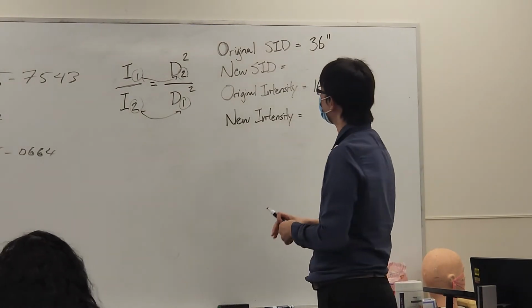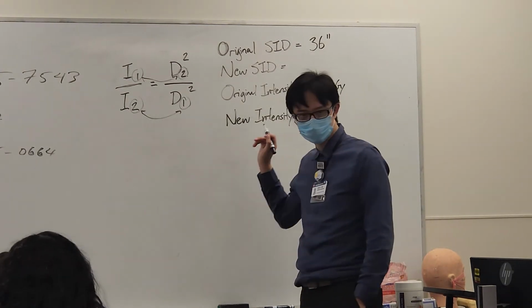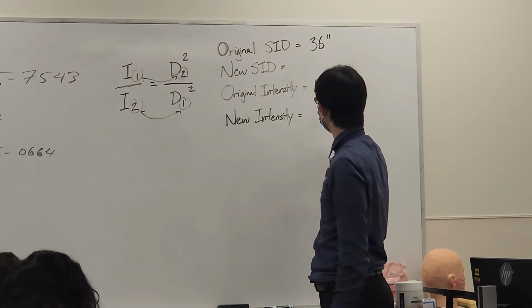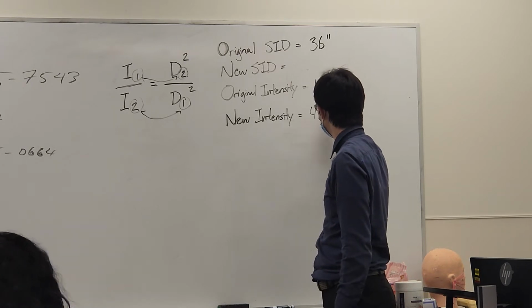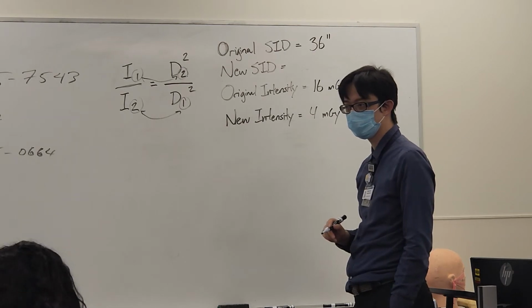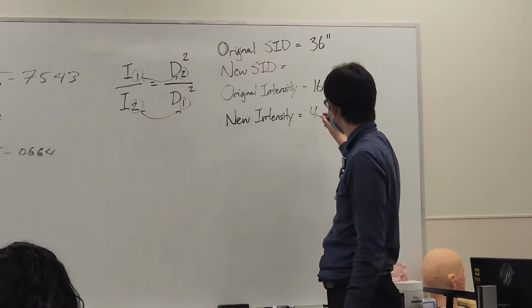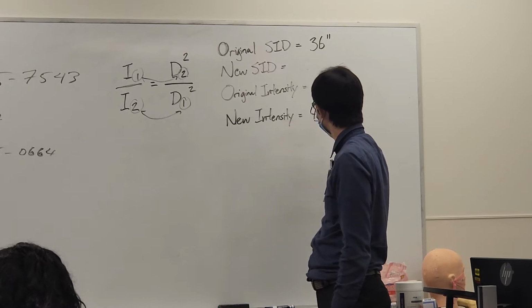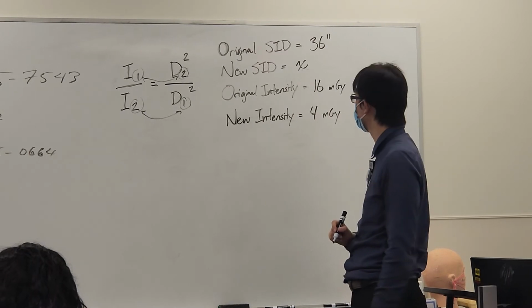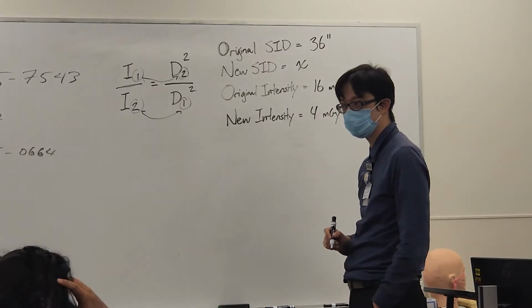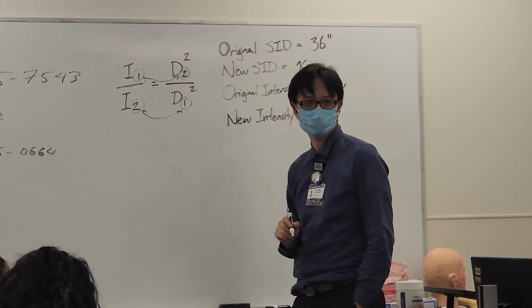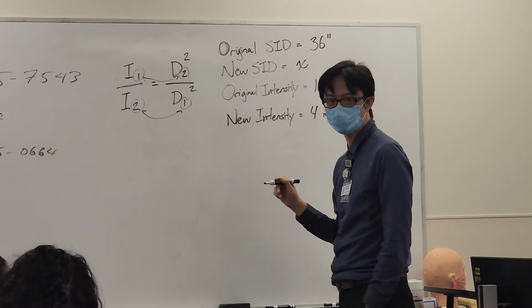We'll zoom in. All right, and then let's say our new intensity is 4 milligrays. Which means, what is our unknown? Right, our new SID is now our unknown. So, let's see, who do I want this time? Okay, Shaheen, let's set up this equation.